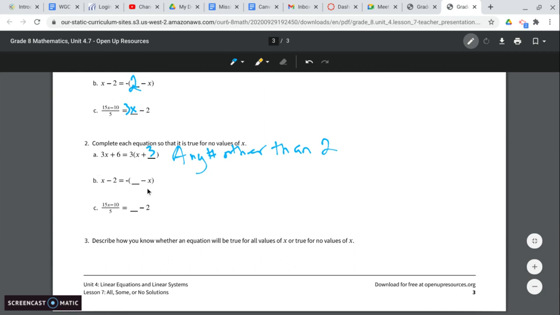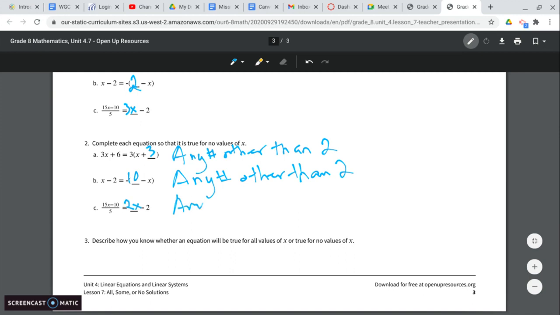For this next one, same idea. We can plug in anything. We can say 10 or any number other than 2. Like I said before, there's a lot more options for the no values of x than for all values of x.